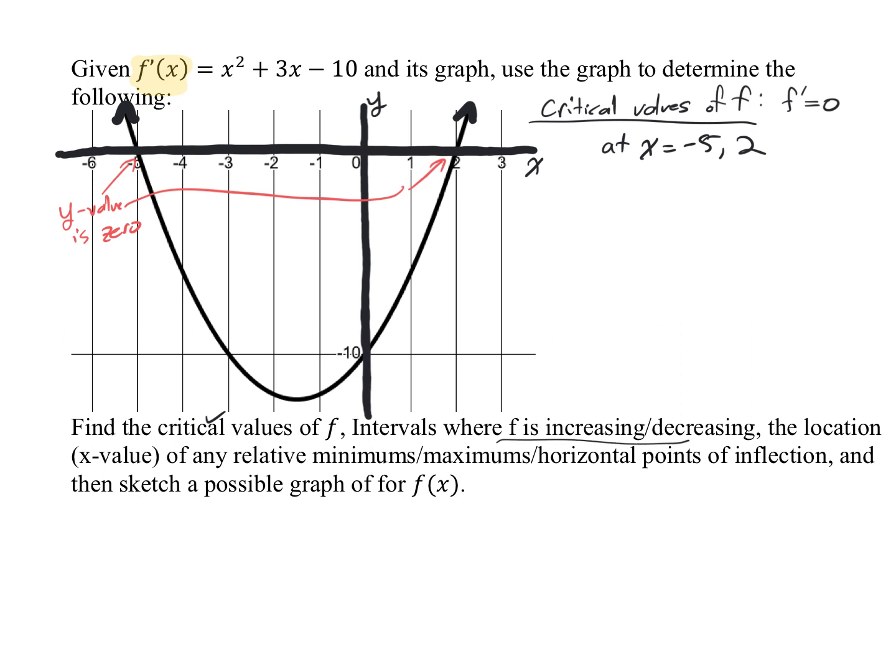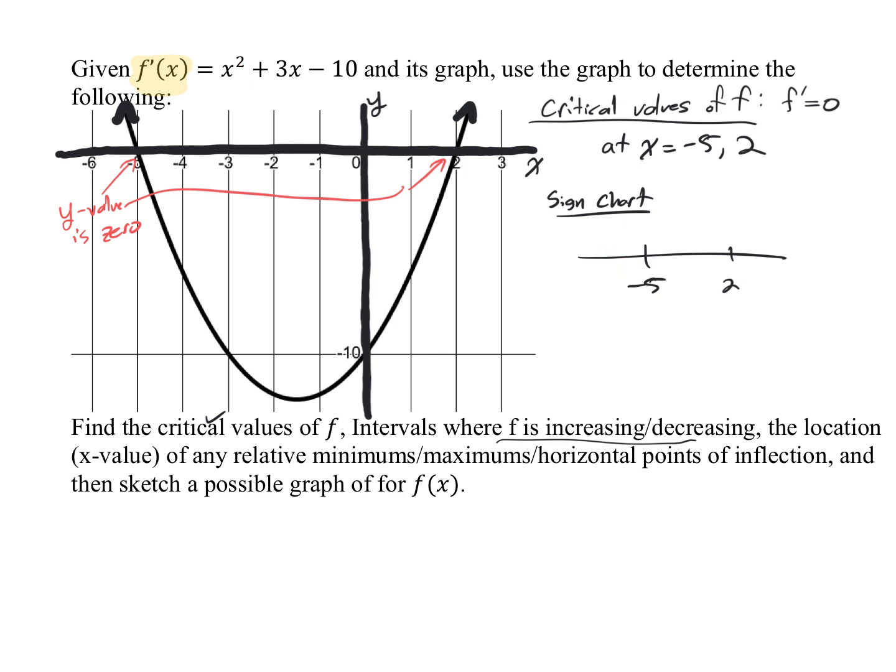Where is the function increasing or decreasing? Okay, so for that, we previously came up with a sign chart, and I'm going to do that again. We have our critical values at -5 and at 2. Now, if you wanted, you could start plugging test values into the first derivative function.